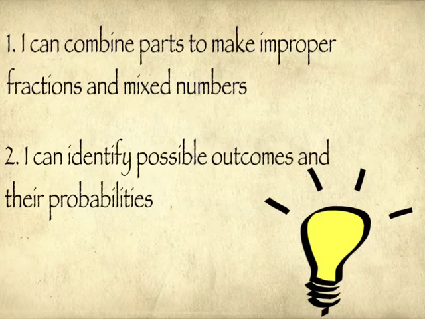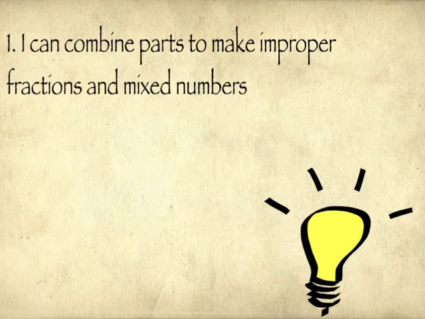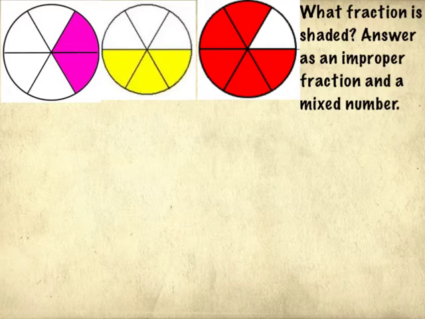Today we're going to combine parts to make improper fractions and mixed numbers, and we're going to identify possible outcomes and their probabilities. Let's start out by combining parts to make improper fractions and mixed numbers. So this question asks me what fraction is shaded and answer as an improper fraction and a mixed number.